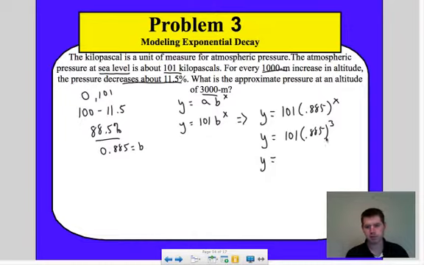So we go to our calculators, we take 0.885 raised to the 3rd power. We're going to multiply that by 101, and we should get 70 as our answer there, which is in kilopascals. Okay, that's about 70 units is our pressure there.